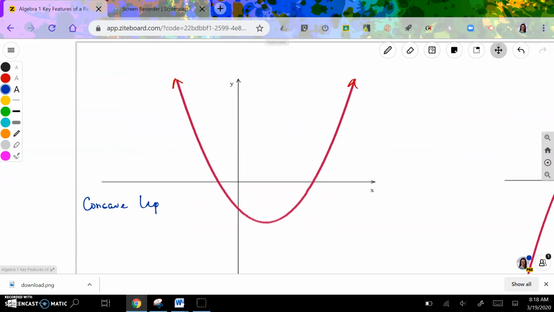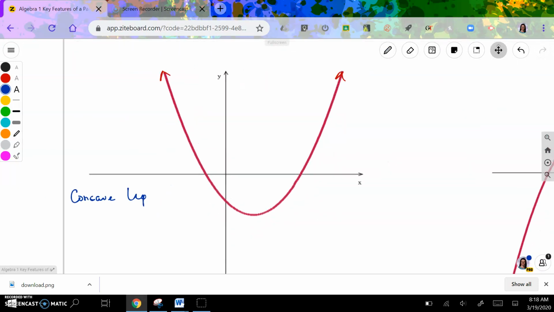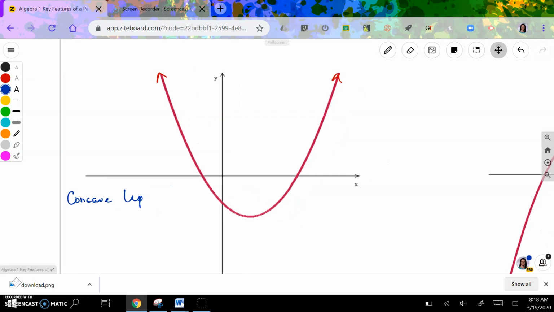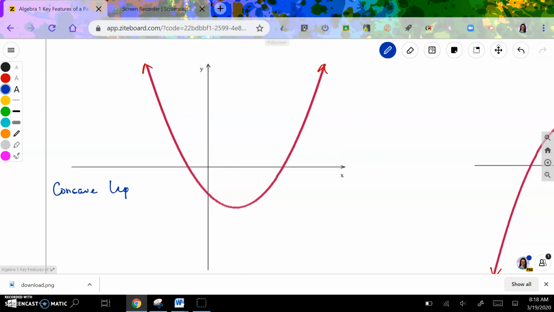When somebody asks you about the y-intercept, they are asking you about the place where your parabola crosses the y-axis. Again, this is just a general graph, so we don't have a specific one. Okay, and for this parabola, we have two different x-intercepts. They're right here.